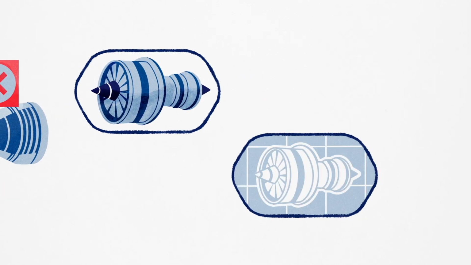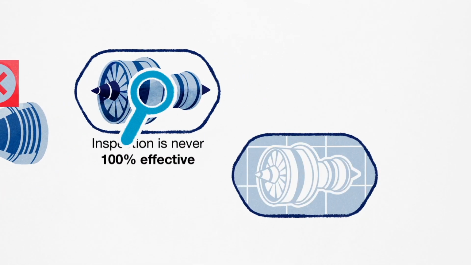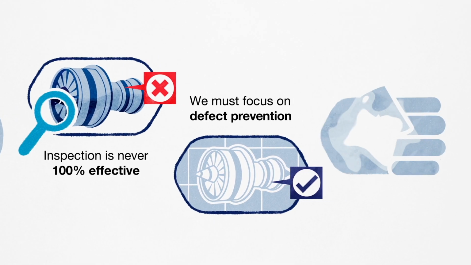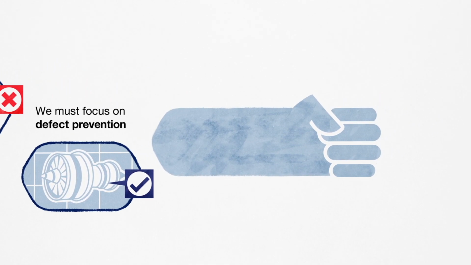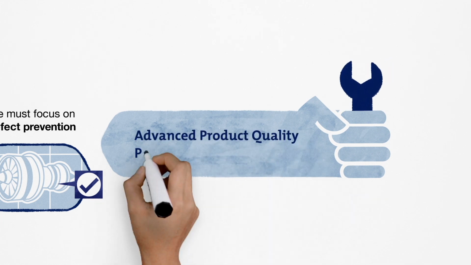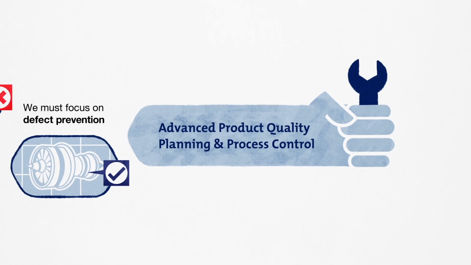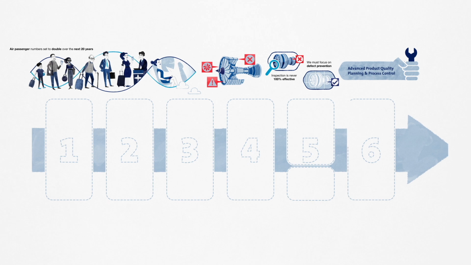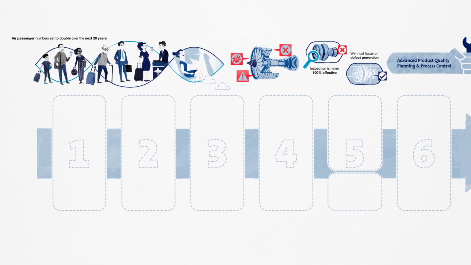But how do we guarantee zero defects when we know that inspection can never be 100% effective at sorting the good from the bad? The answer is to avoid producing defects in the first place. To this end, defect prevention activities are built into our advanced product quality planning and process control requirements as an end-to-end process, with each step being integral to defect-free production.